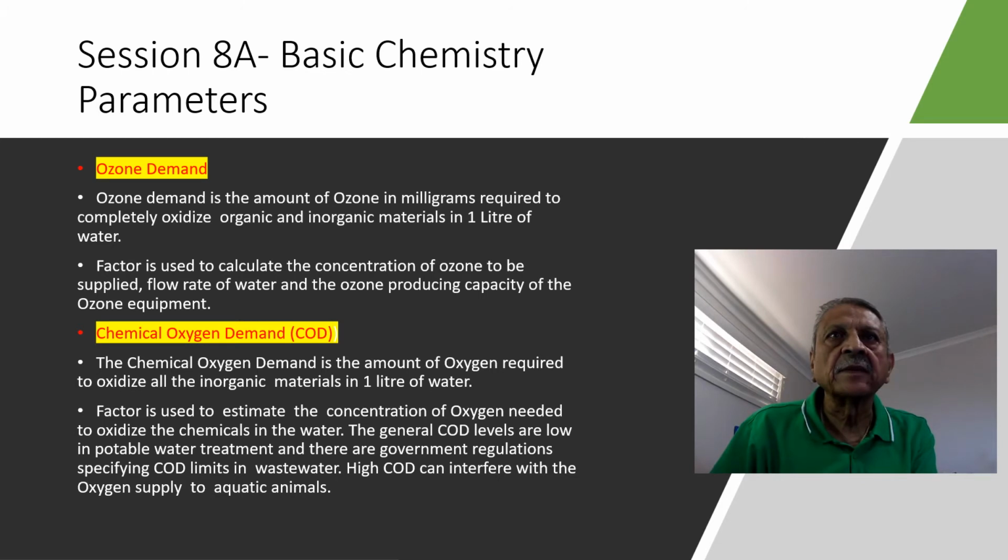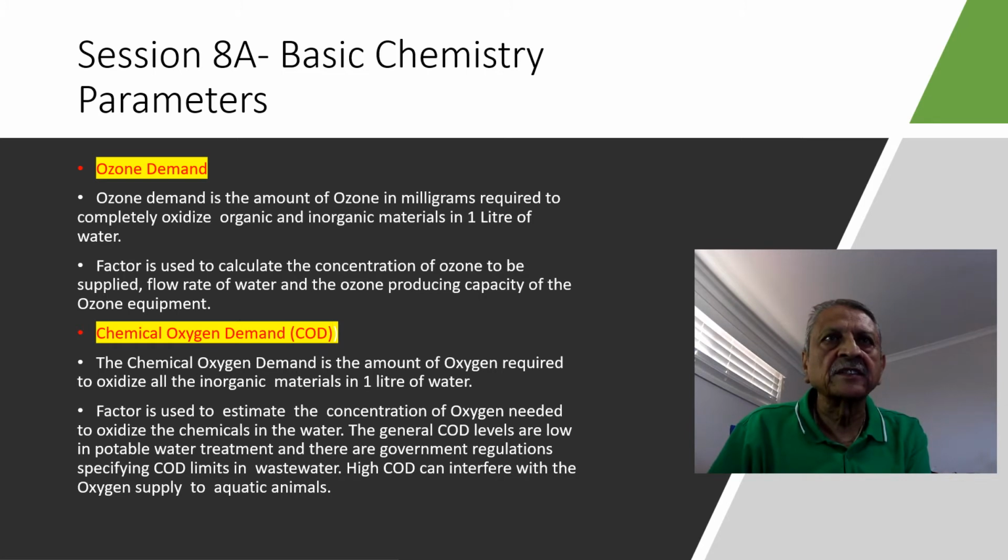Ozone demand is the amount of ozone in milligrams required to completely oxidize both the organic and inorganic materials in 1 liter of water. This factor is used to calculate the concentration of ozone and the amount of ozone to be supplied for the water treatment, which we also have to consider at what rate the water is flowing and how much ozone the ozone equipment is producing.